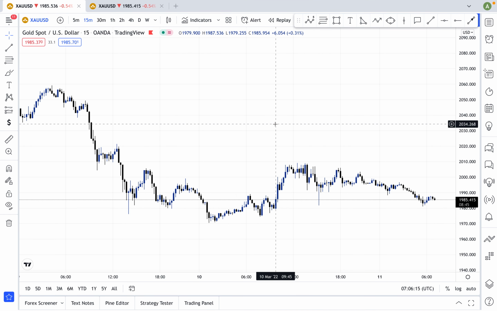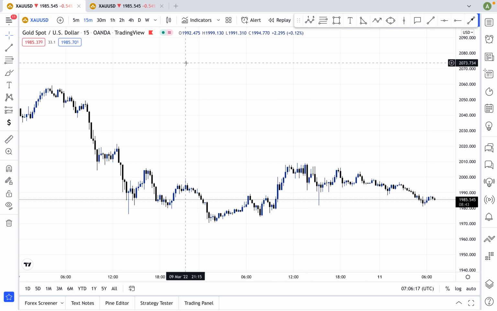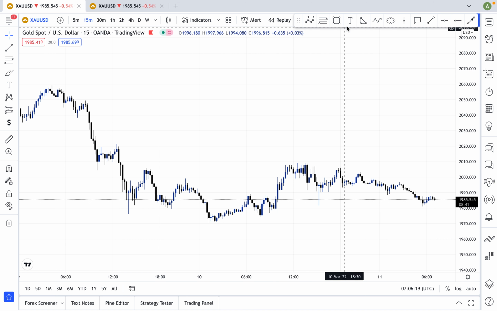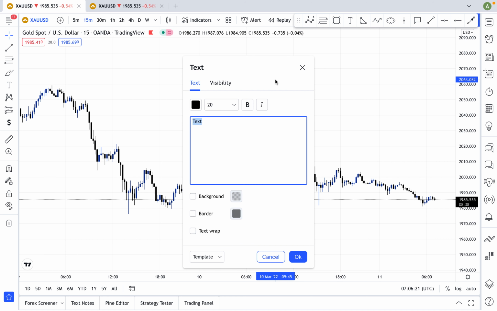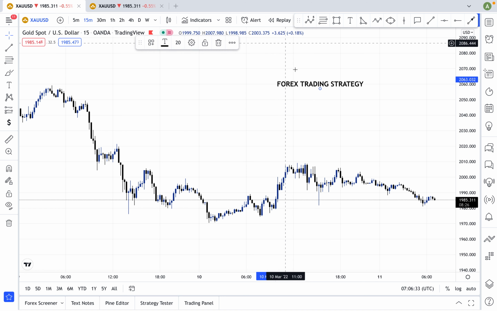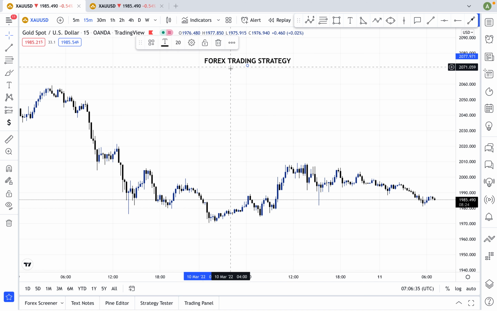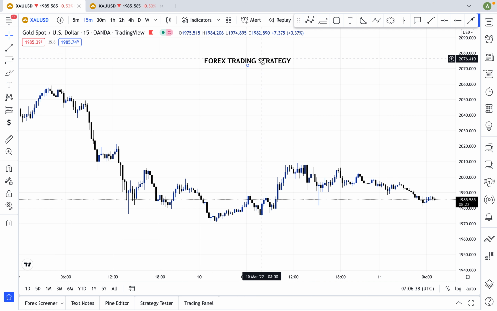So, today we shall be going into Forex trading strategy. This is going to be our topic for today. Forex trading strategy. Please, let's make sure that we are following up and then writing as well.